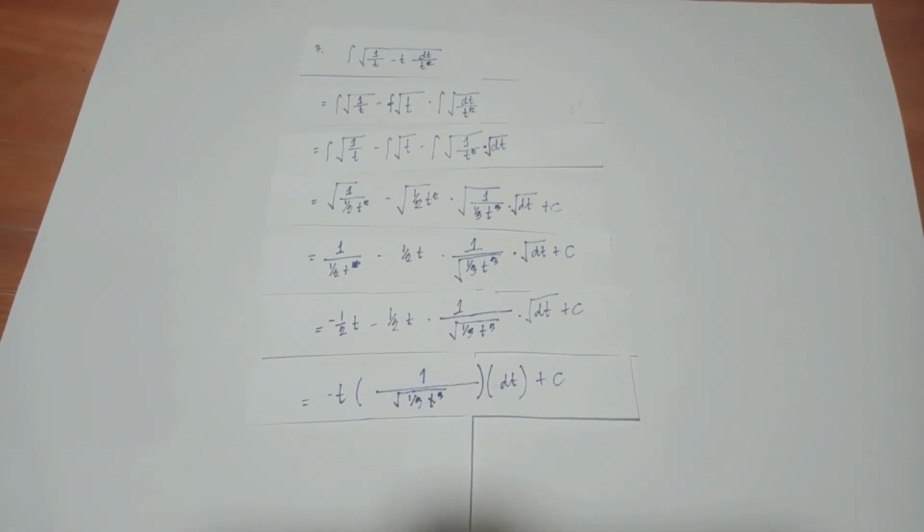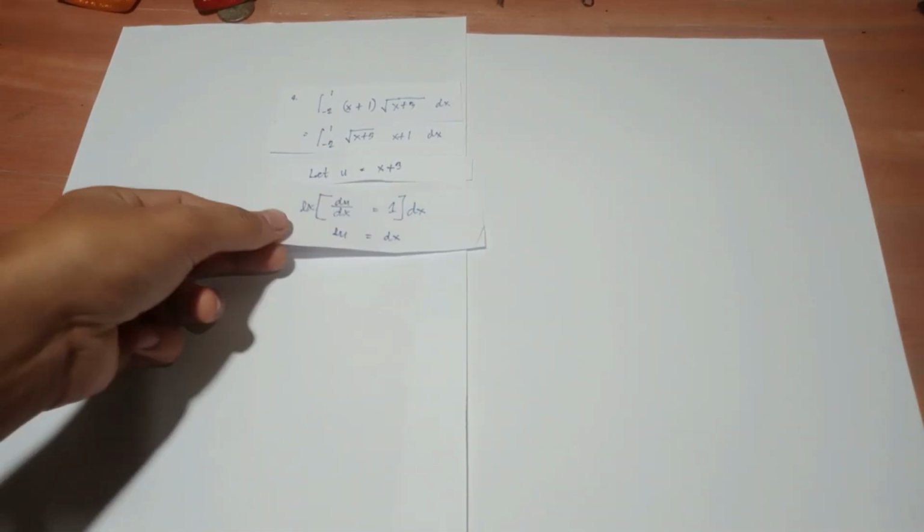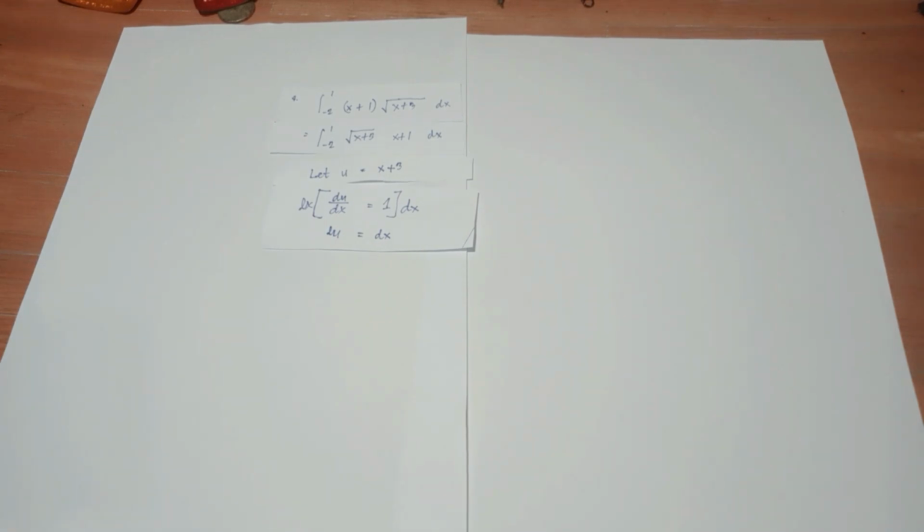We have the last problem. We have a definite integral. We have the integral of 1 over negative 2 x plus 1, the square root of x plus 3 dx. Since I observed that there is a composite function here, we will use the chain rule. So we will let u be equal to x plus 3. Then we have du over dx is equal to 1, since it becomes 1 because we use the derivative.